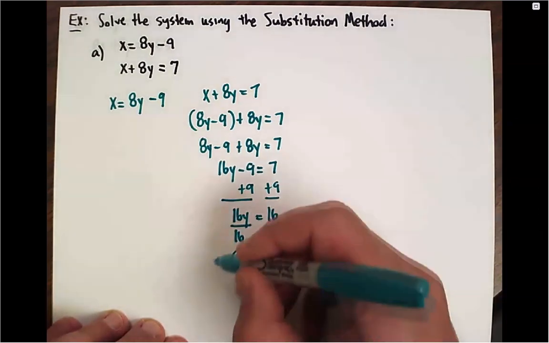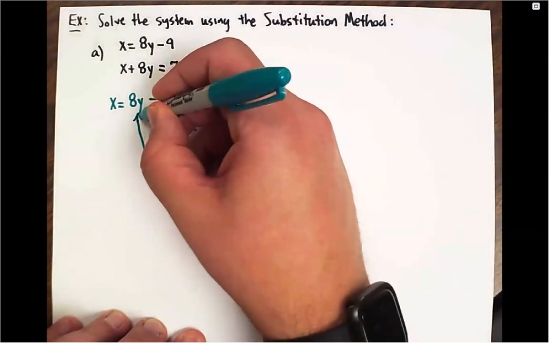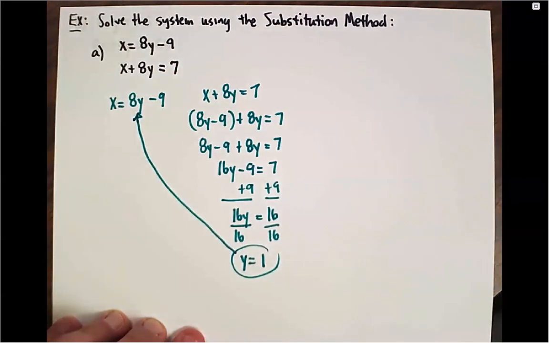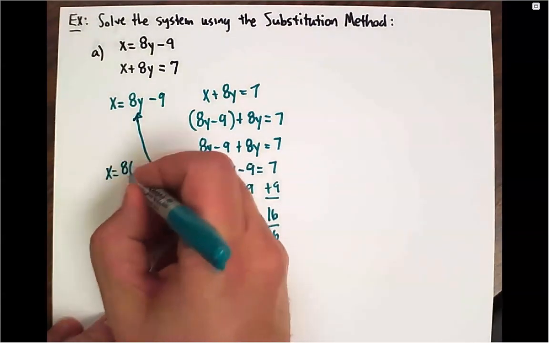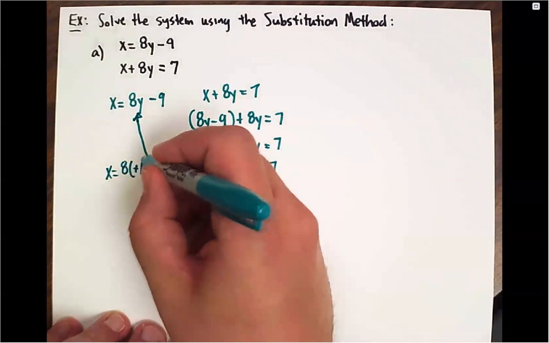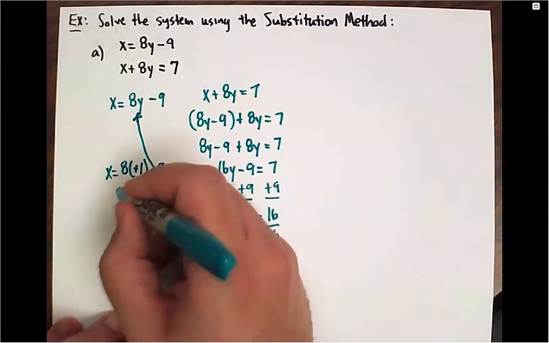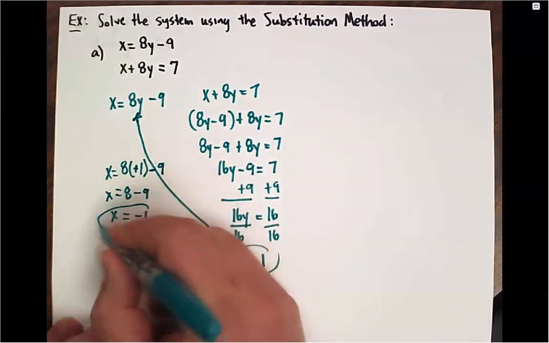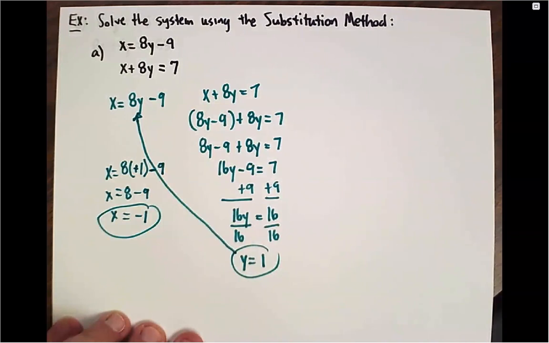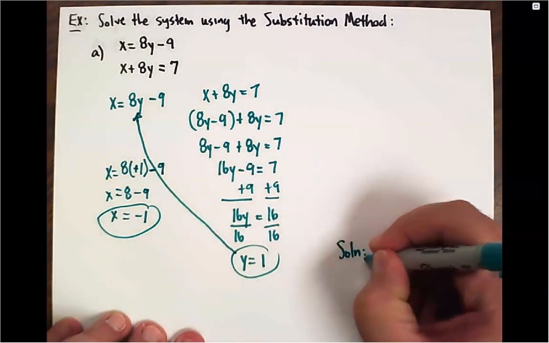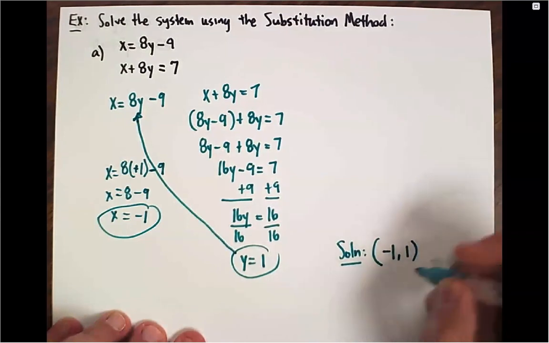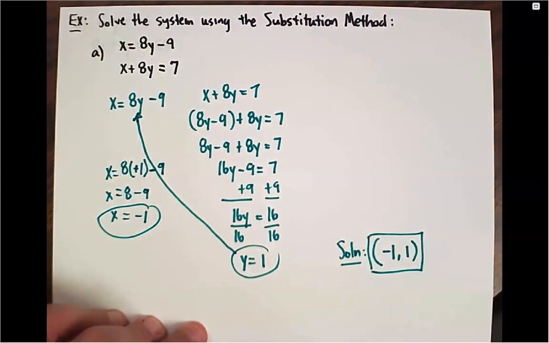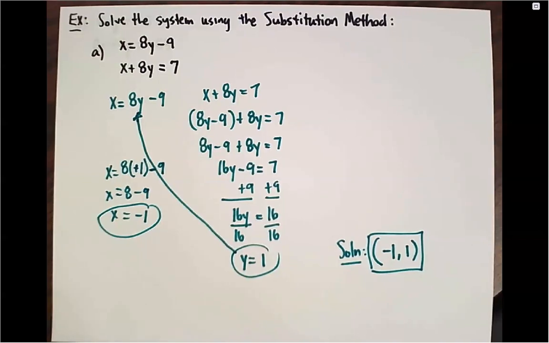So I know what y is. Now, how do I find x? Well, I take this number for y and I plug it into the first equation for y. And that will tell me what x is. So x is 8 times positive 1 minus 9. So that's just 8 minus 9. So x equals negative 1. So my solution is the ordered pair negative 1, 1. If I were to graph those two lines, this is where they cross.